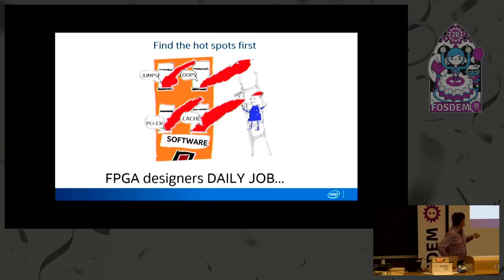The first step is to find the hotspot and understand how your system works. Finding the hotspot is a very important thing, to find the problem you want to solve using FPGAs. The FPGA has limited size, and not every problem can be solved.